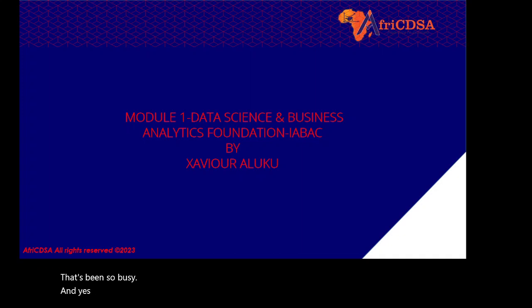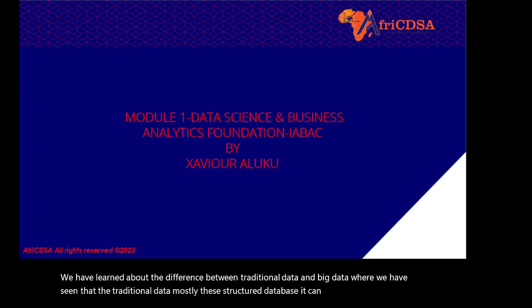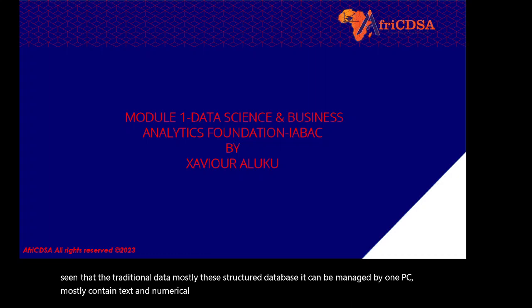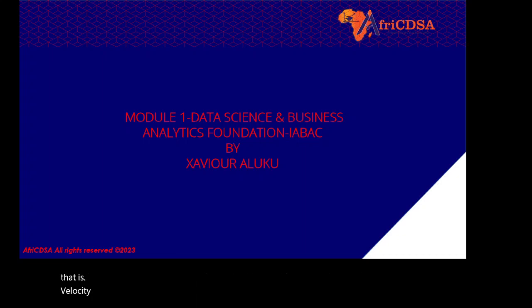Yes. So for me, I've learned about the difference between traditional data and big data, where we have seen that traditional data, mostly it is structured, stored in a database. It can be managed by one PC. Mostly it contains text and numerical. Whereas big data is characterized by the 3 V's, that is variety, velocity, and volume. I think that is the bit that I can recall.